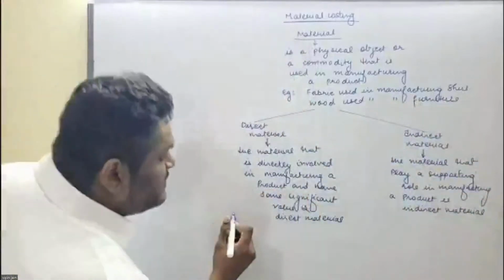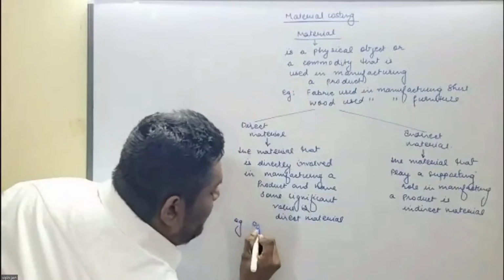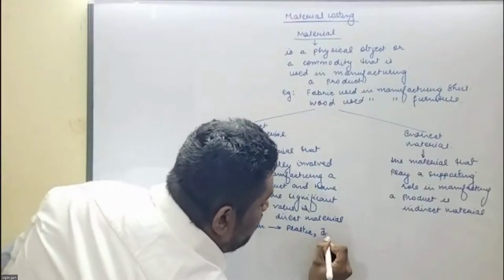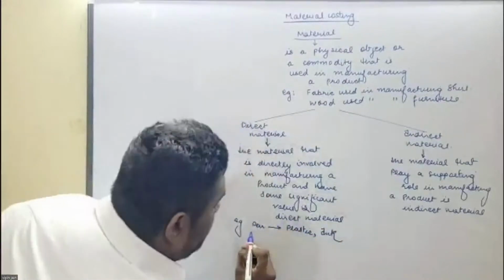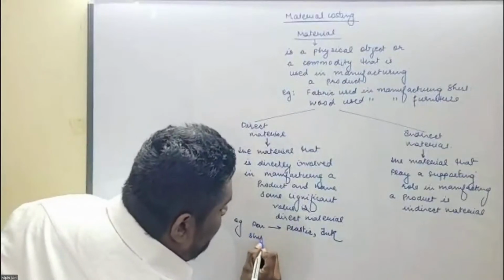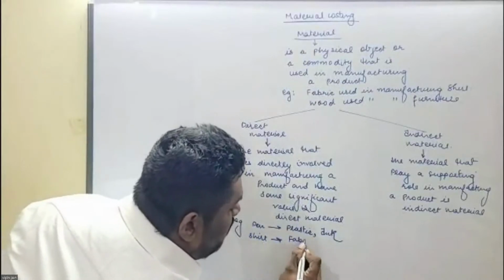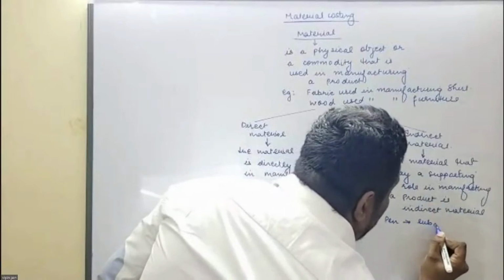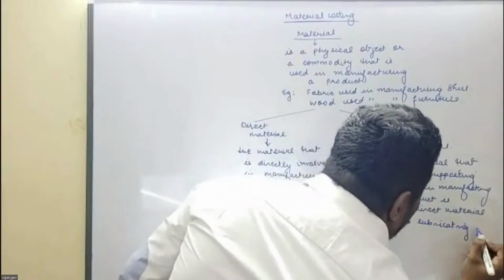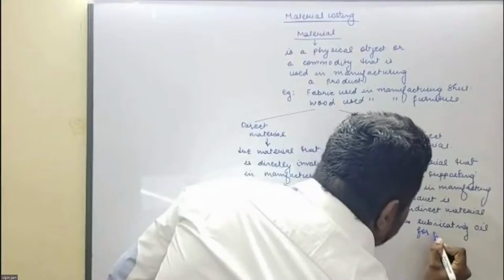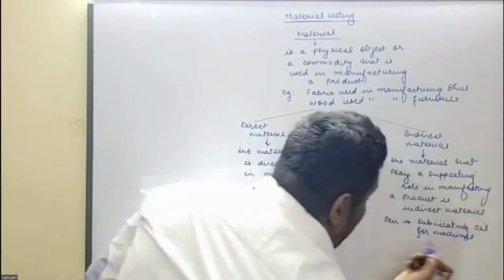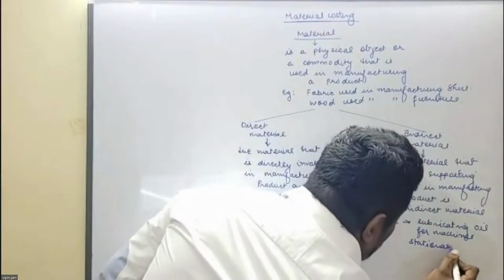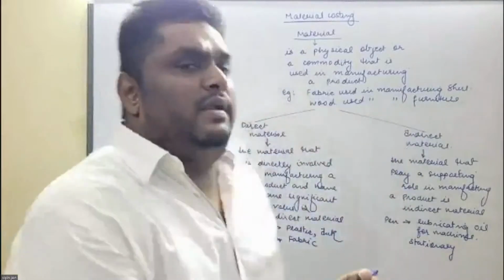So we can say, examples: in a pen, plastic and ink are direct material. In the manufacture of a shirt, fabric. In case of a pen, lubricating oil for machines. Apart from this, we can say stationery that we use. All these are examples of indirect material.